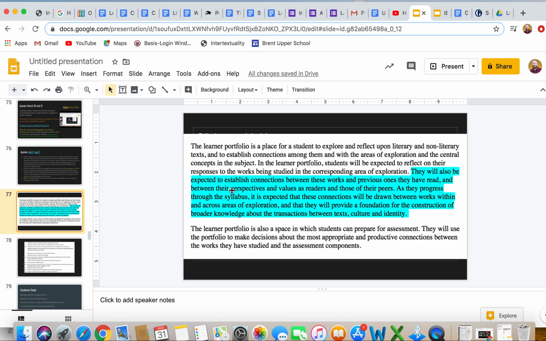This comes directly from the IB guide about your learner portfolio. And just read real quickly. They will also be expected to establish connections between these works and previous ones that they have read, and between their perspectives and values as readers and those of their peers. As they progress through the syllabus, it is expected that these connections will be drawn between works within the and across areas of exploration, and that they will provide a foundation for the construction of broader knowledge about the transactions between text, culture, and identity.